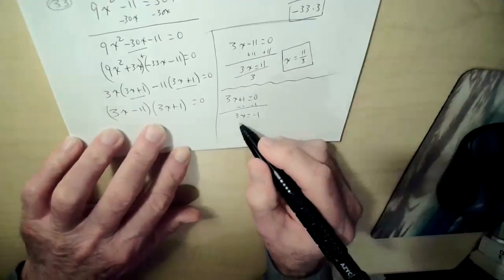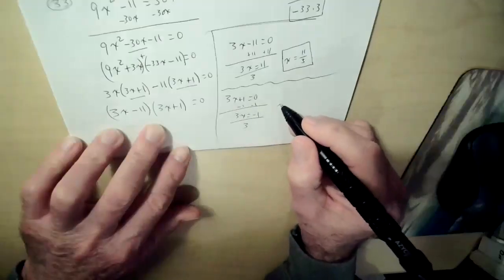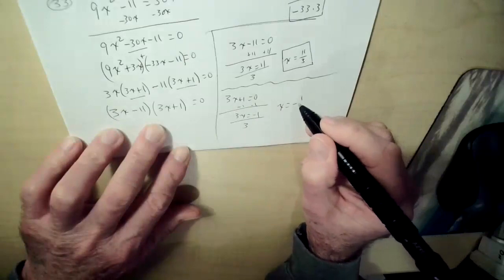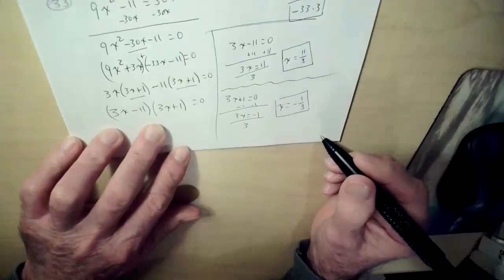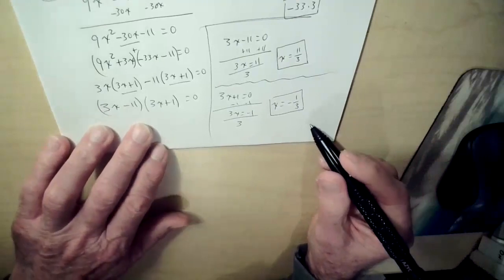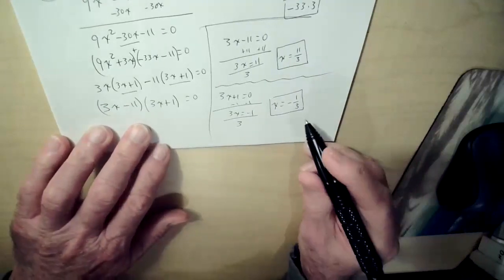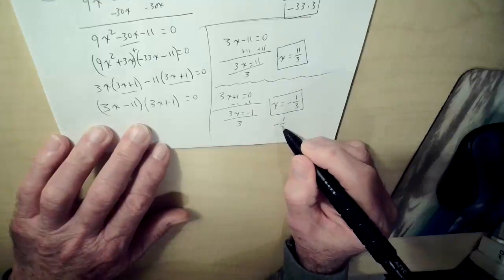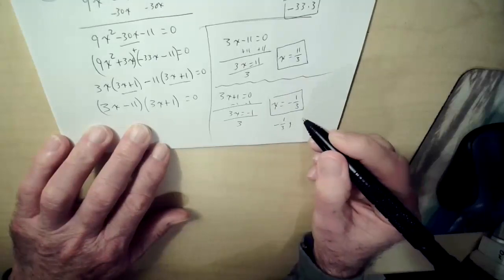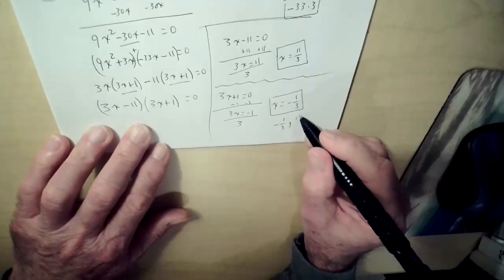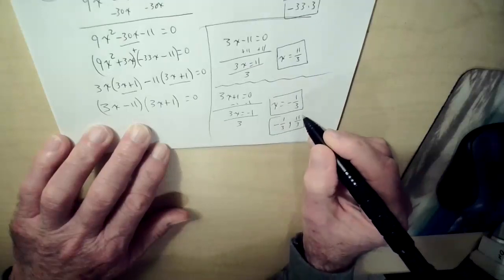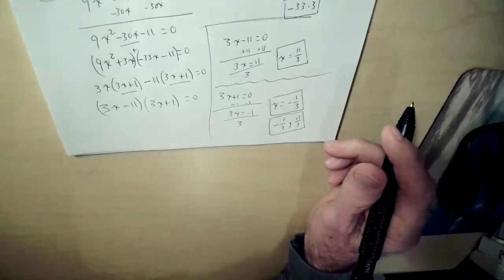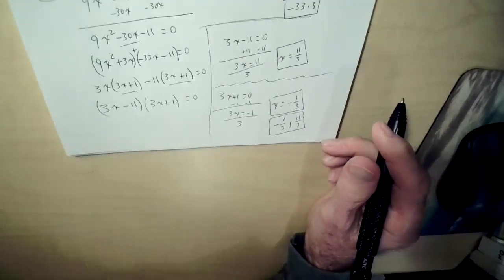Set each one of these terms equal to 0. Subtract 1, subtract 1. So 3x equals negative 1. Divide by 3. And x equals negative 1/3. So there's our answers. Negative 1/3 and 11/3.